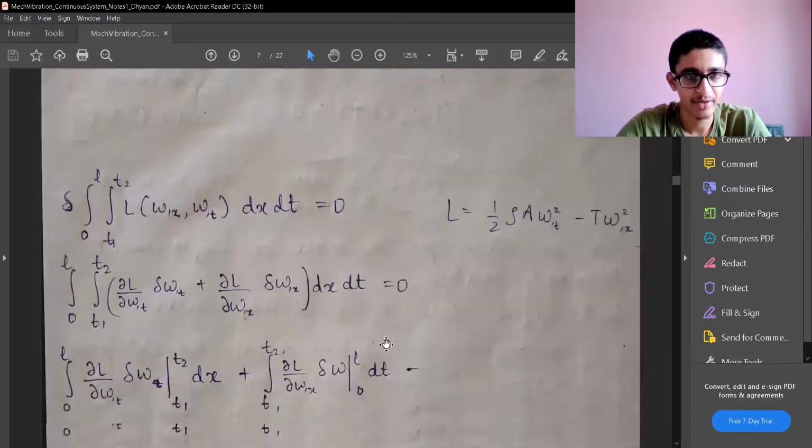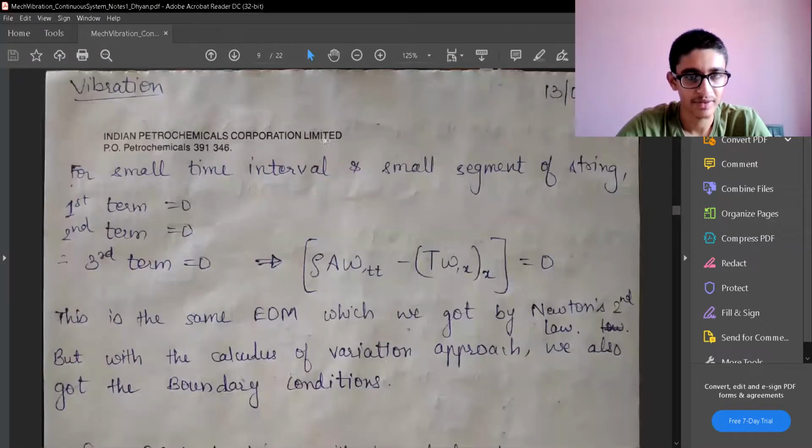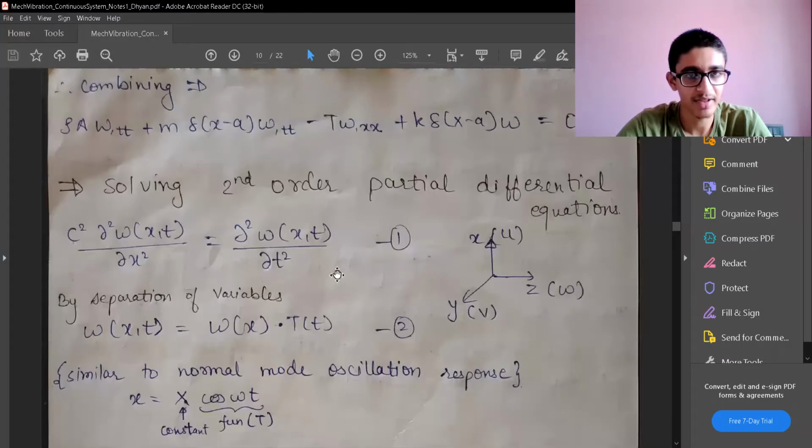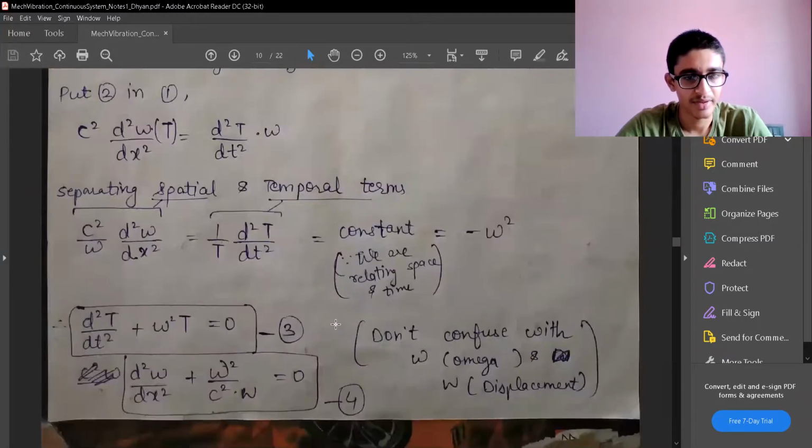So we will end over here. We have solved the question. We have made the equations of motion clear from there. Okay, thank you.